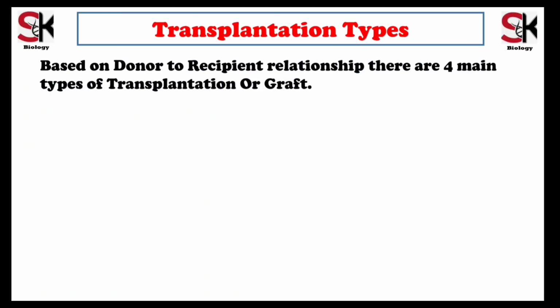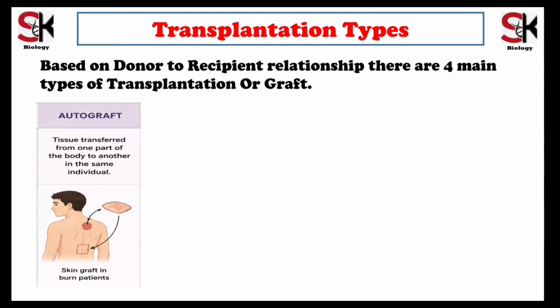Now, let us understand the types of transplantation or graft. Based on the donor to recipient relationship, there are four main types of transplantation or graft. We will study them one by one. The first one is autograft. In this, tissue is transferred from one part of the body to another in the same individual. The best example is a skin graft in burn patients.